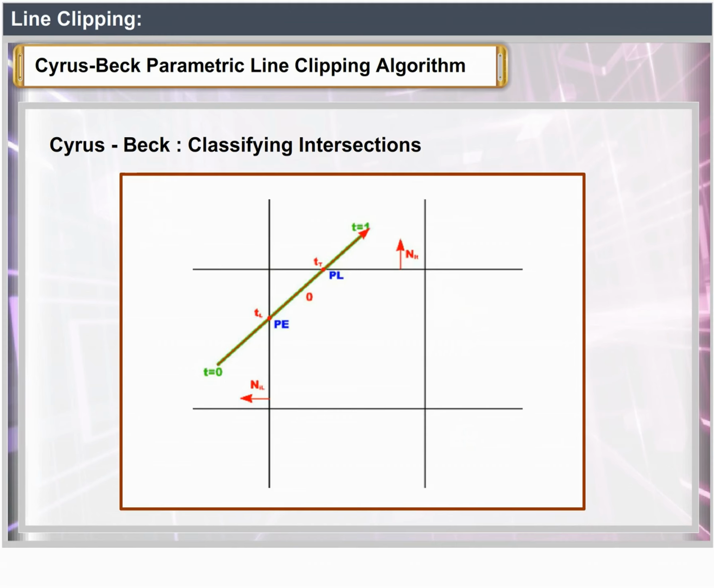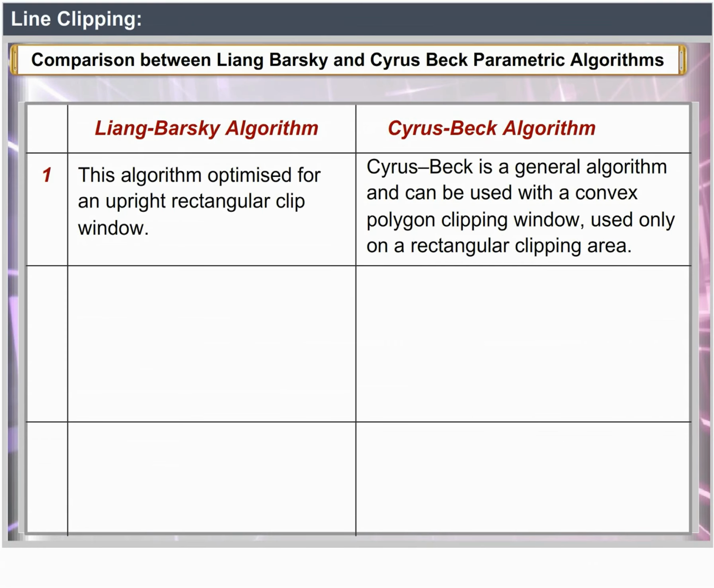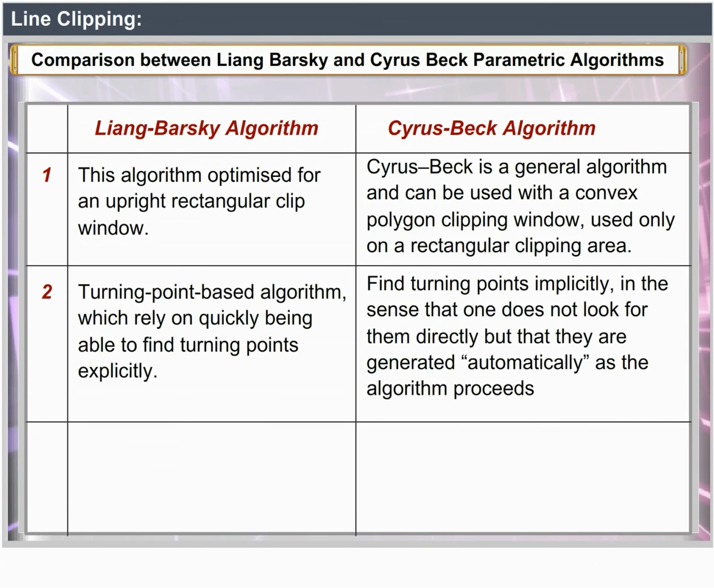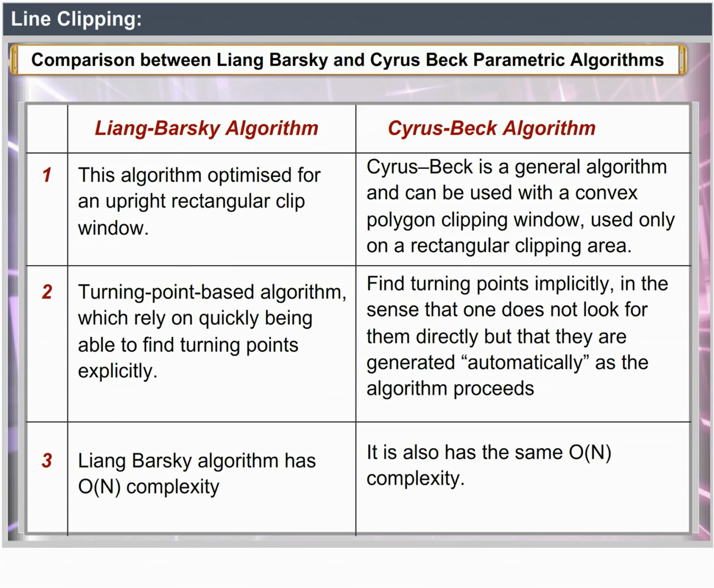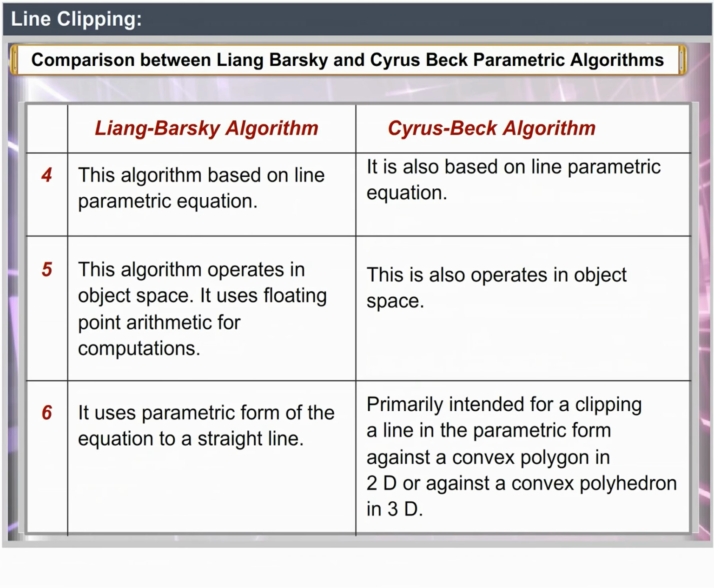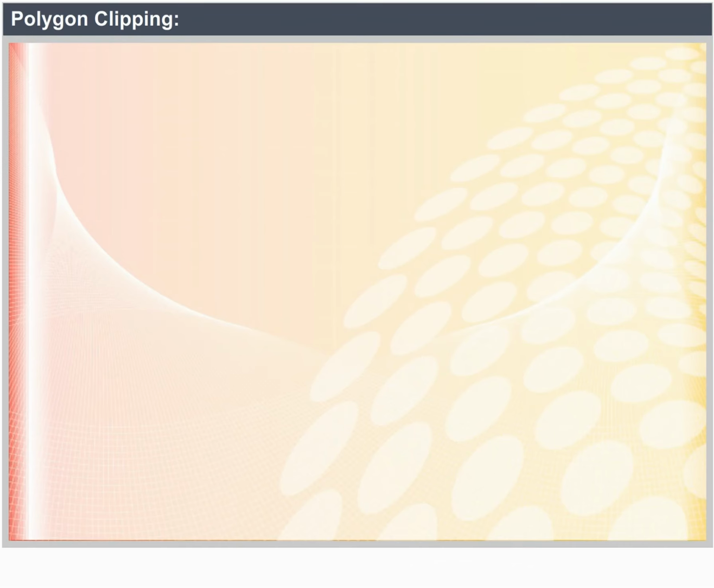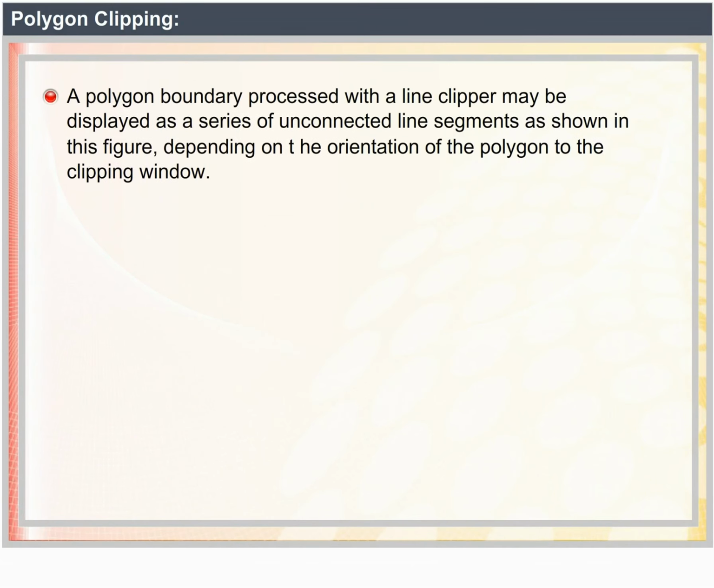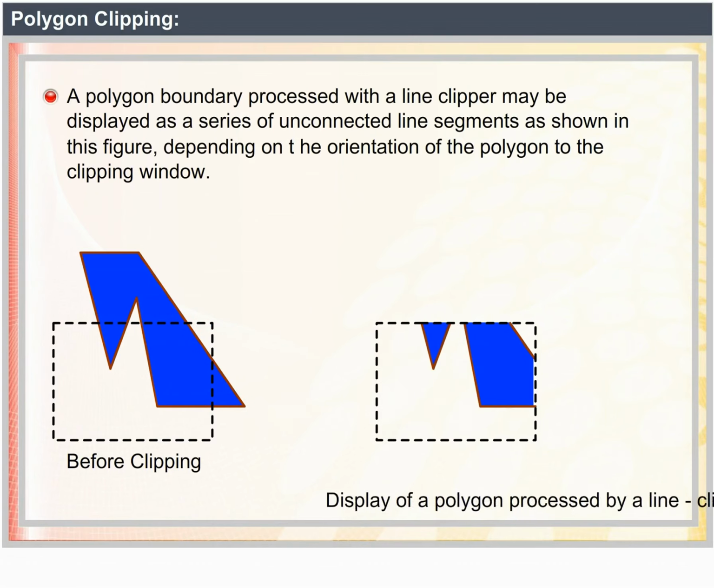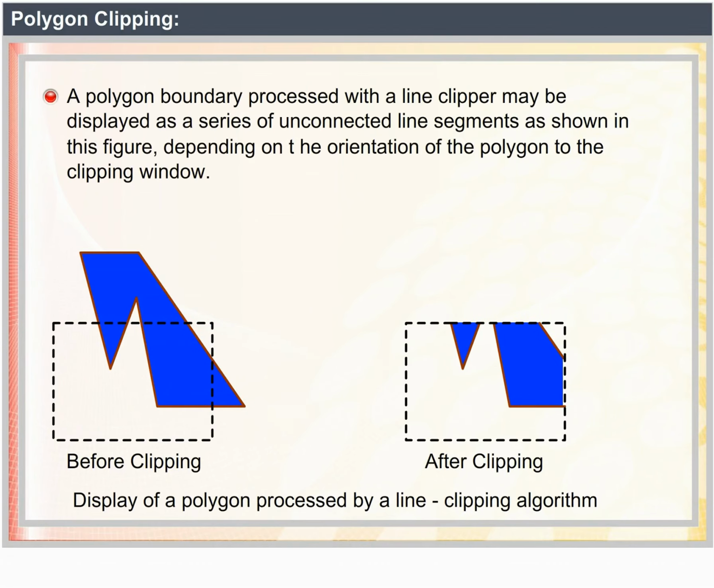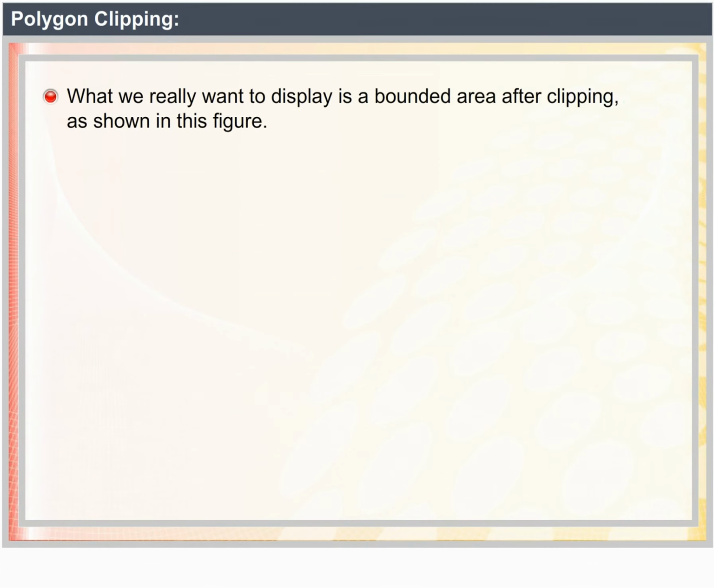Comparison between Liang-Barsky and Cyrus-Beck parametric algorithms is shown in this table. Polygon clipping. A polygon boundary processed with the line clipper may be displayed as a series of unconnected line segments, as shown in this figure, depending on the orientation of the polygon to the clipping window. What we really want to display is a bounded area after clipping, as shown in this figure.